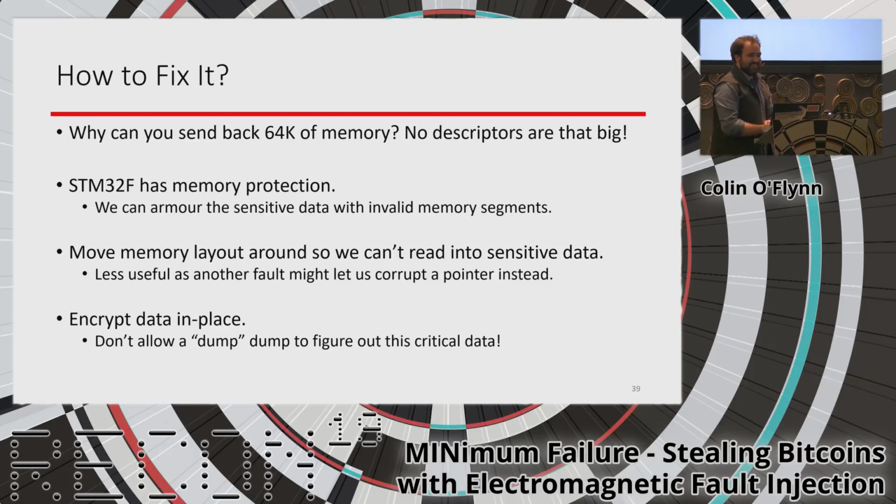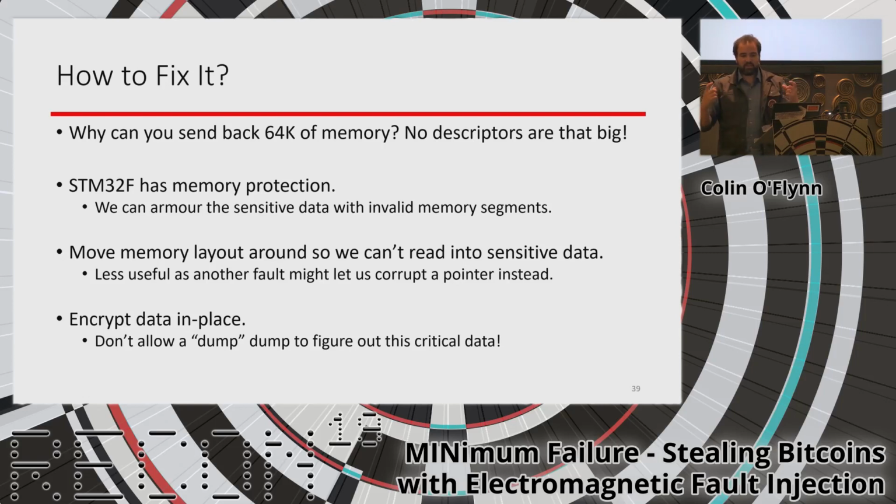Okay, how to fix it. Basically, why can you send back 64K of memory? Number one, that was the thing. No descriptors are that big. I mentioned that I wanted to check that worked with my simulated effect, specifically because I thought, maybe they limit it to only sending back 256 bytes. So you can just mask off the return wLength value to ensure nobody can get a full 64K of memory, because that's not needed for these stacks.